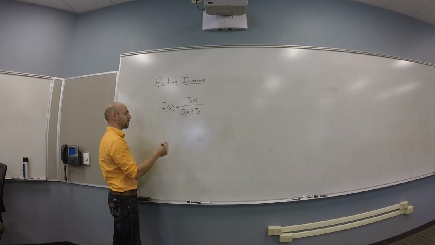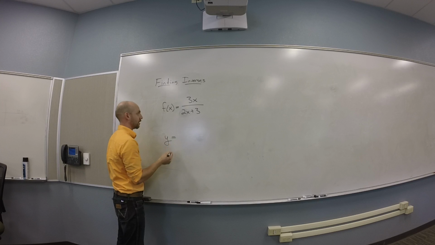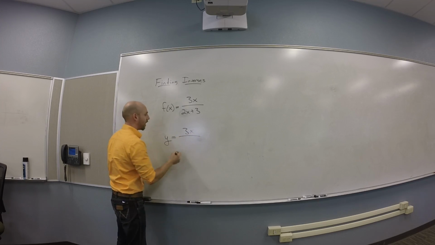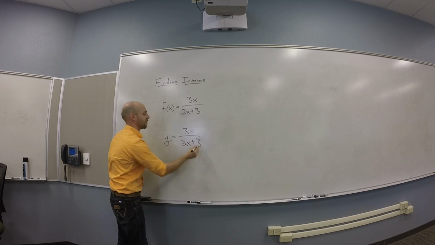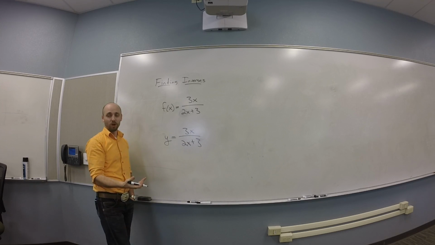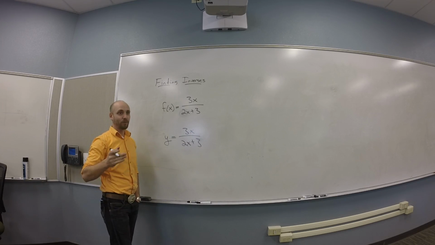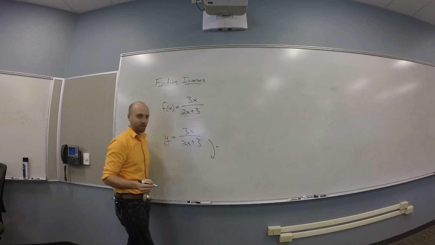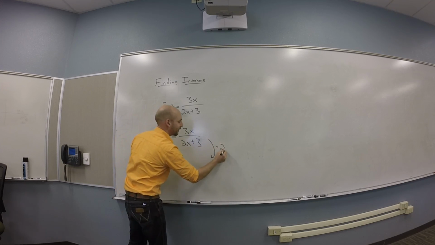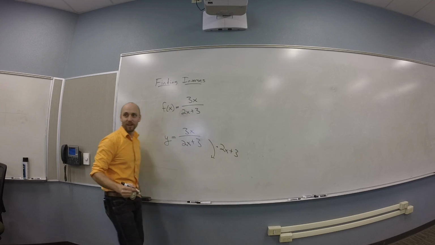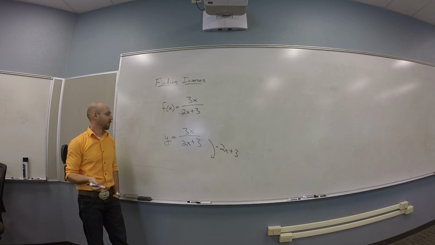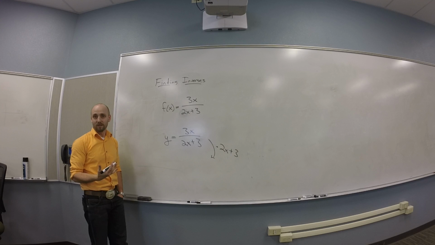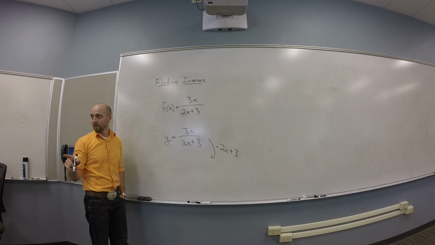So here's your other procedure, and this is one you'll find in books and lots of places. You say, all right, y is 3x over 2x plus 3, right? This is an output. And then you do your level best to solve for x. So we're going to do what Bob suggested. We're going to multiply by 2x plus 3, right? So what do you get on the left?